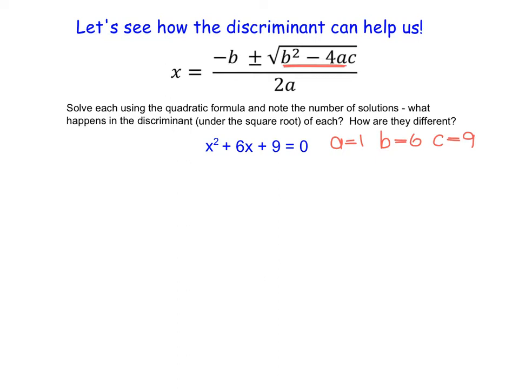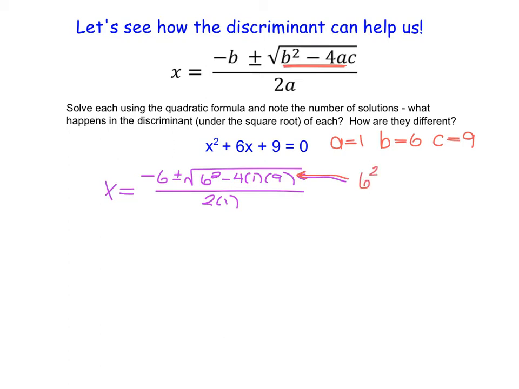So if we use the quadratic formula, we have x equals negative or opposite b, so that's negative 6, plus or minus the square root of 6 squared minus 4 times 1 times 9, all divided by 2 times 1. So just like before, I'm going to focus on this piece underneath the square root here, which I know is called the discriminant. So if I focus on this, I have 6 squared minus 4 times 1 times 9.